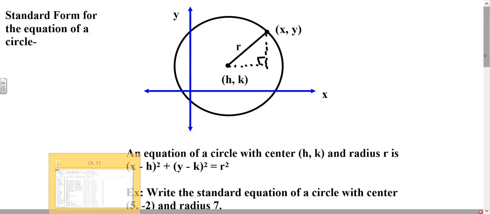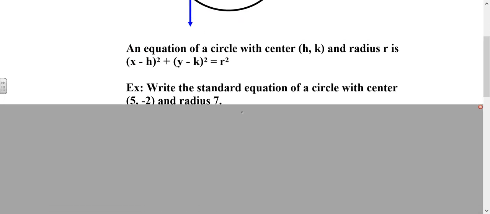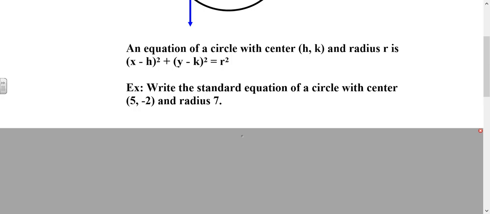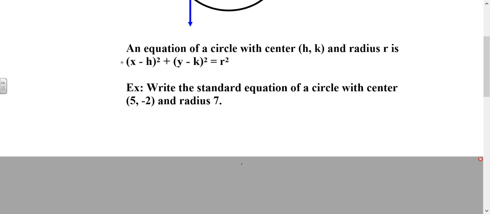So we're going to practice using this equation. We're going to write the standard equation of a circle with a center (5, -2) and a radius of 7. So remember, we have (x - h) squared plus (y - k) squared equals r squared. So we're just going to take those numbers and plug them in. So x and y just kind of stay as they are.